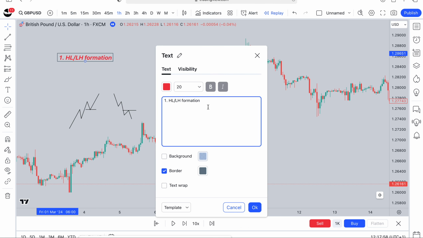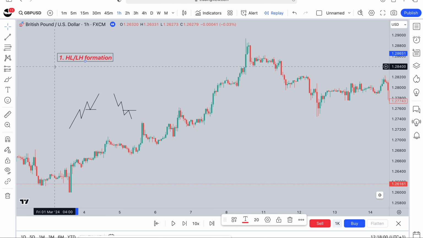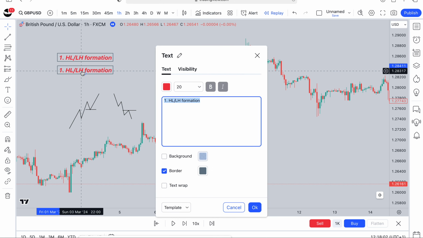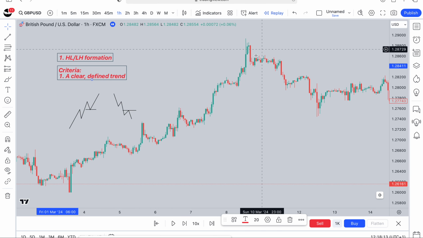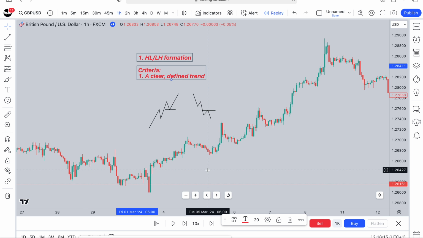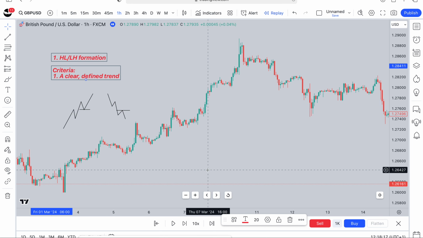The criteria for this particular setup: the first thing is you need to have a clear defined trend. And what do I mean by this? I mean something like this, guys. Let me try and find an example.